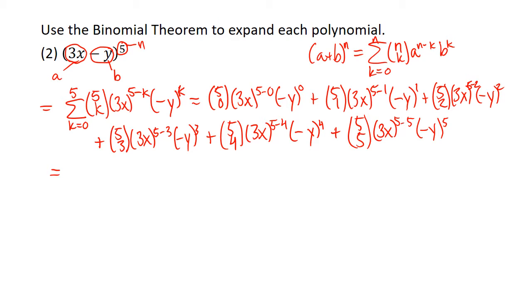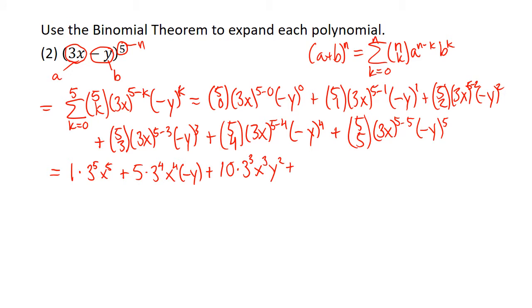So 5 choose 0 is 1, and then I'm going to have 3 to the 5, and then x to the 5, and then negative y to the 0 is just 1, so I don't need to write that. 5 choose 1 is 5, and then I'm going to have 3 to the 4, and then x to the 4, and then I'm going to have negative y, and that's just the 1, so I don't need to write that. And then 5 choose 2 is 10, and then I'm going to have 3 to the 3, and then I'm going to have x to the 3, and then negative y squared is just positive y squared.